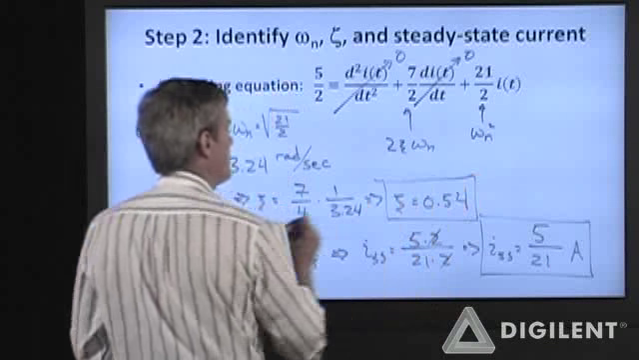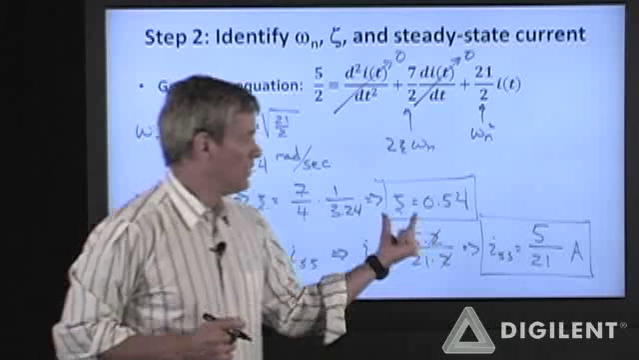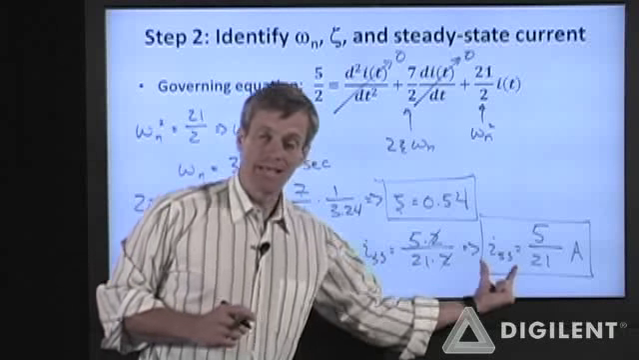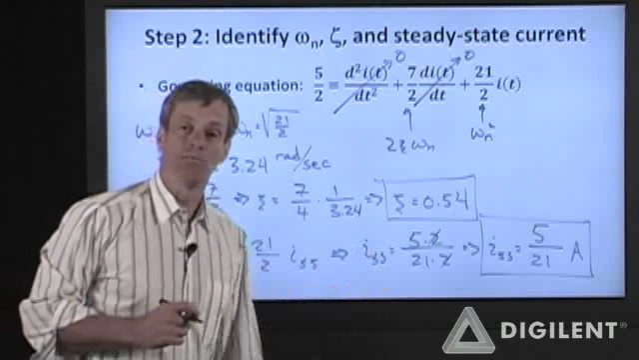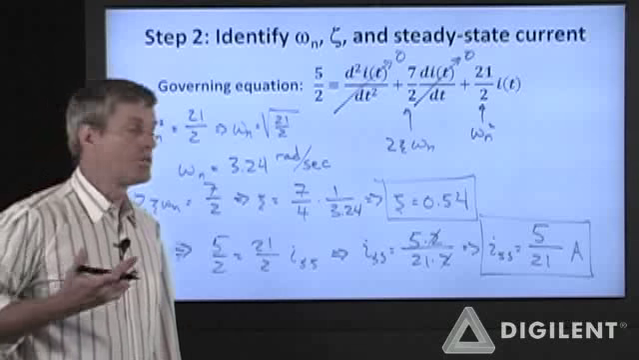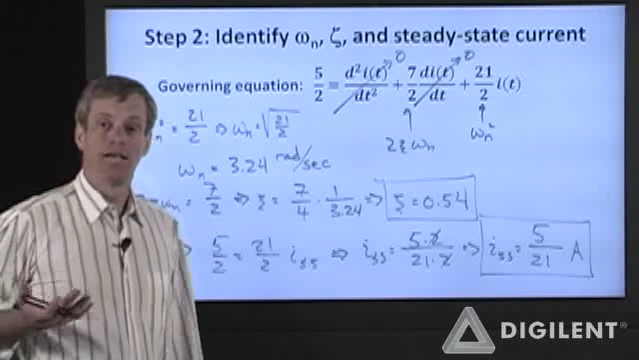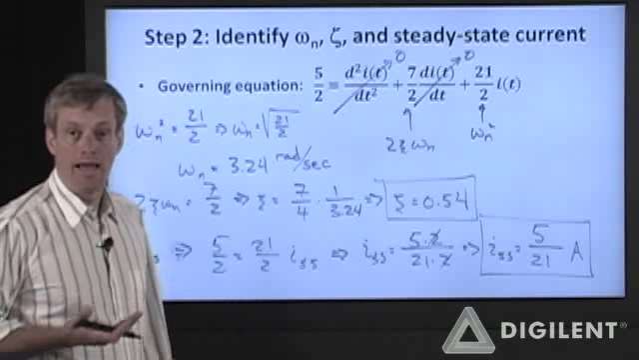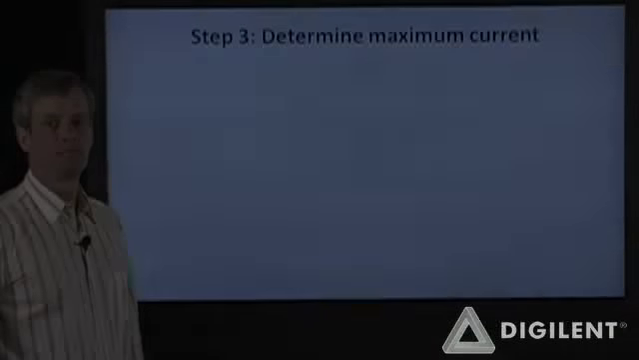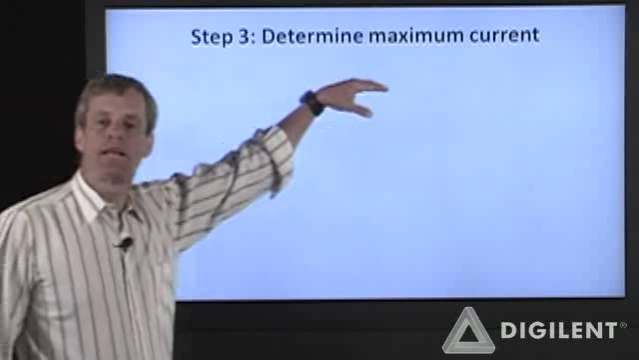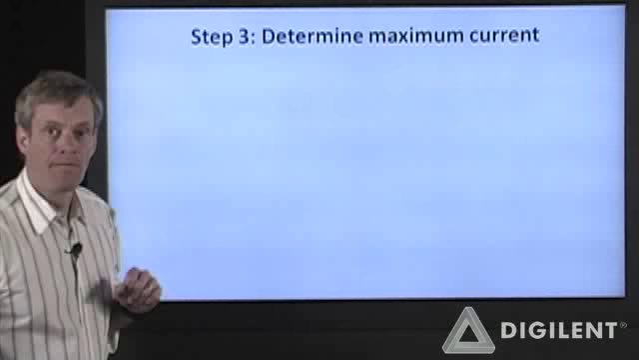Now we've got everything we need to know. We need squiggle and I sub SS in order to determine the maximum overshoot, M sub P. Once we've found M sub P, we can find the maximum value seen by I of t. Okay, now we're finally set up to determine the maximum current.